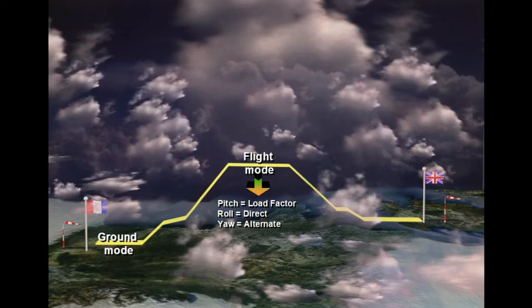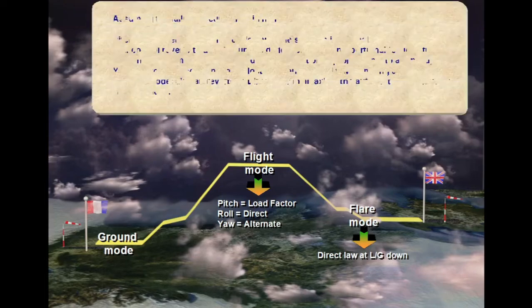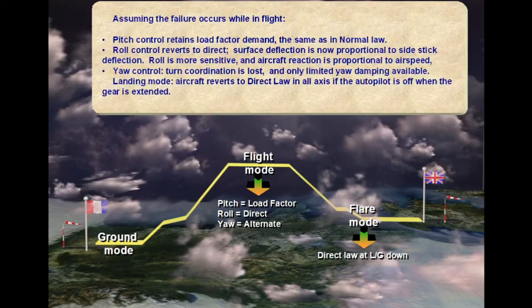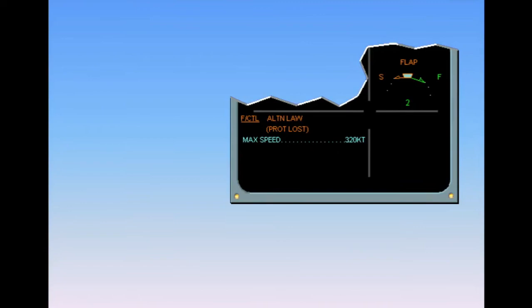Yaw control: turn coordination is lost and only limited yaw damping is available. Landing mode: aircraft reverts to direct yaw in all axes if the autopilot is off when the gear is extended. Degradation to alternate yaw is indicated by the ECAM caution, Flight Control Alternate Yaw, Protection Lost.